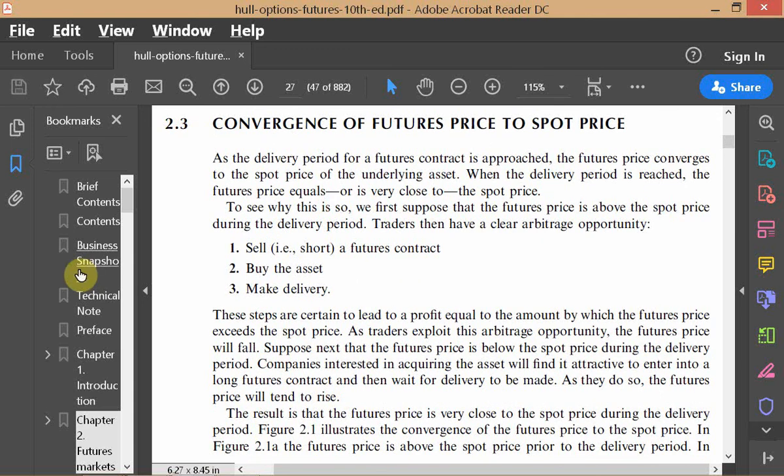Can you read this and understand? First, we suppose that the futures is above the spot. And see what he has written. See if you can understand what is being said here.